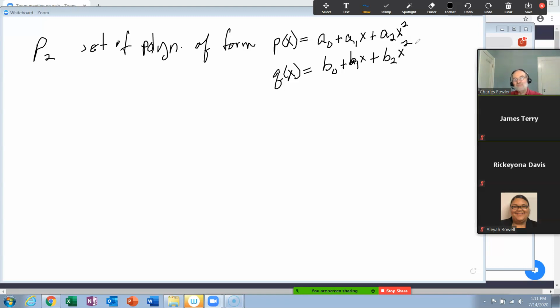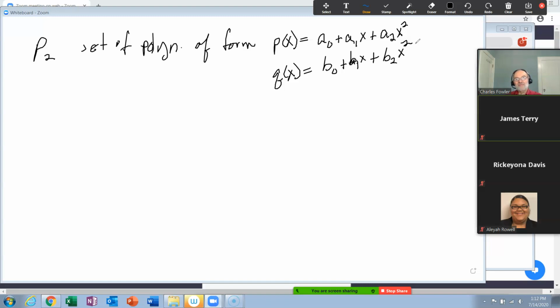You have to define what your addition is: you add term by term. And for scalar multiplication, you multiply every term by the same scalar, the standard way of doing it. So what if you added p plus q, but then added q plus p? Same thing. All you're adding are your coefficients, and real numbers commute, so your polynomials commute.